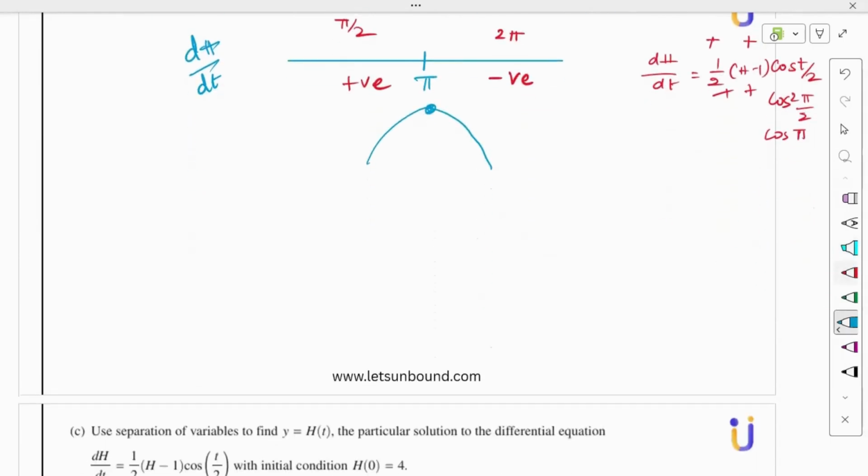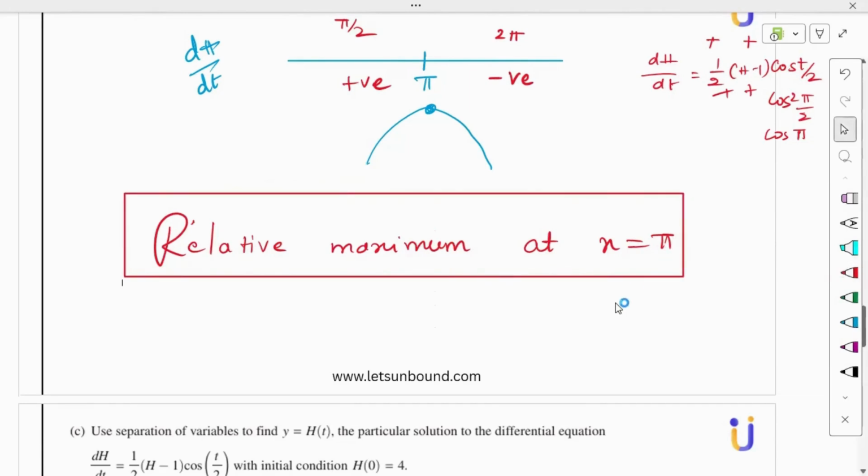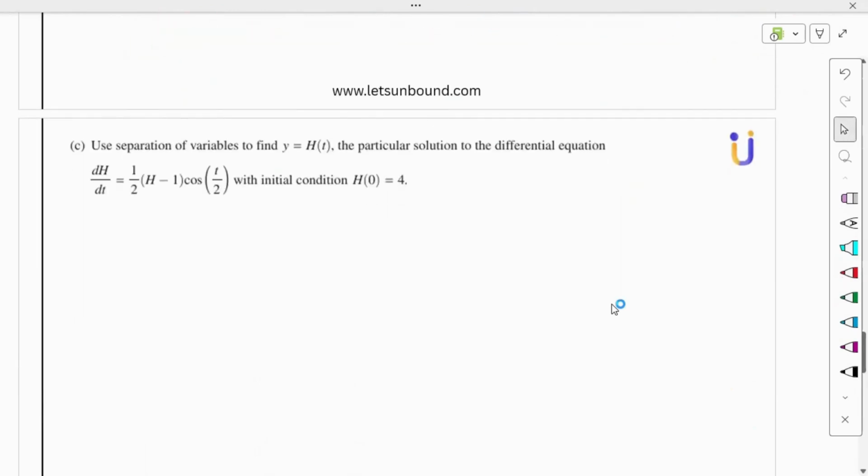So finally, we can write it up. Relative maximum at x is equal to pi. That's simple. I hope you got this. Now, moving to the last part, the C part.